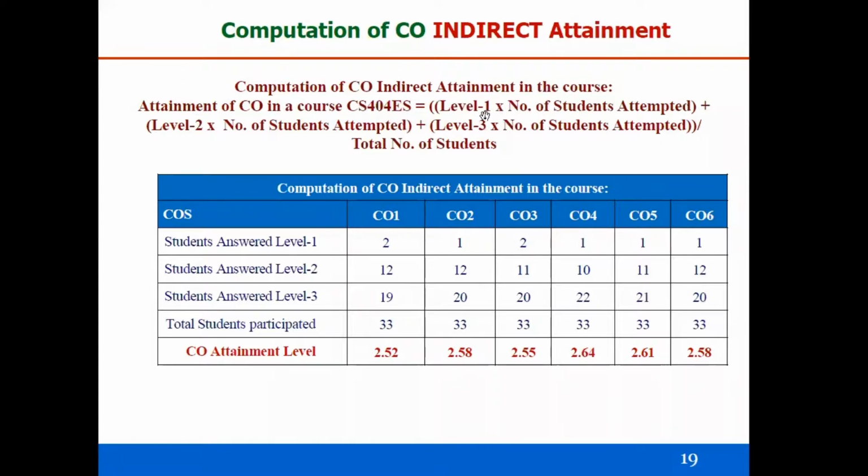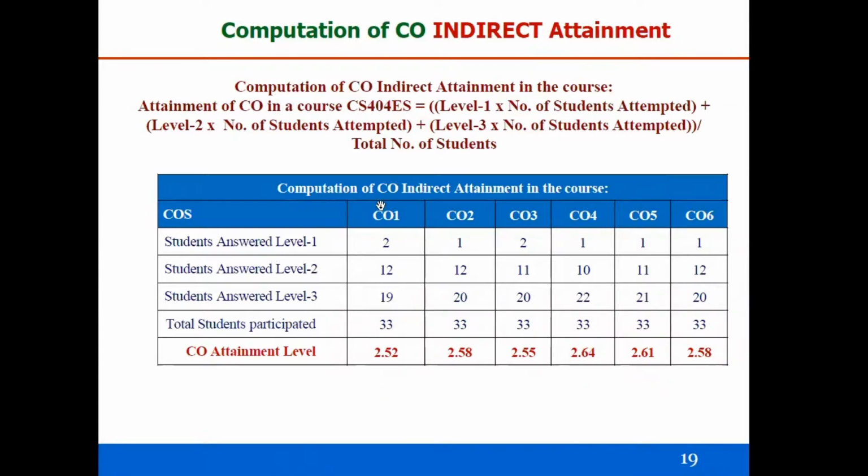Now the formula is level 1 into number of students attempted. With the descriptive form, this formula is given. But while calculating, level 1 means we have to use the numeric 1 only, 1 into the student count who attempted level 1, plus level 2 into number of students attempted, that is 2 into the student count, plus level 3 into number of students attempted. So 3 into number of students, the whole divided by the total number of students who participated in the feedback. Now as per this, I have listed the values in the following table.